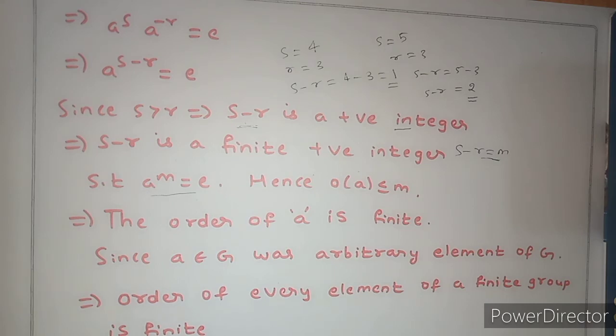But according to our definition, m should be the least positive integer. Then we can write the order of a is equal to m. But here m is a finite positive integer. So the order of a is less than or equal to m. How is this possible? I will explain through an example.